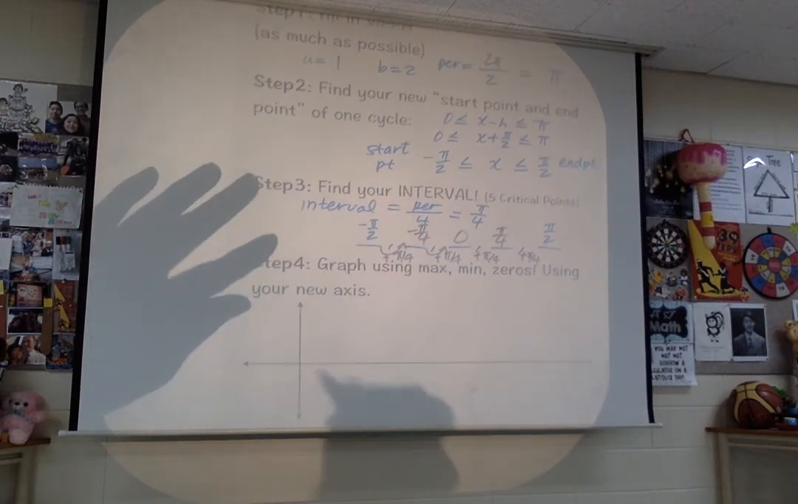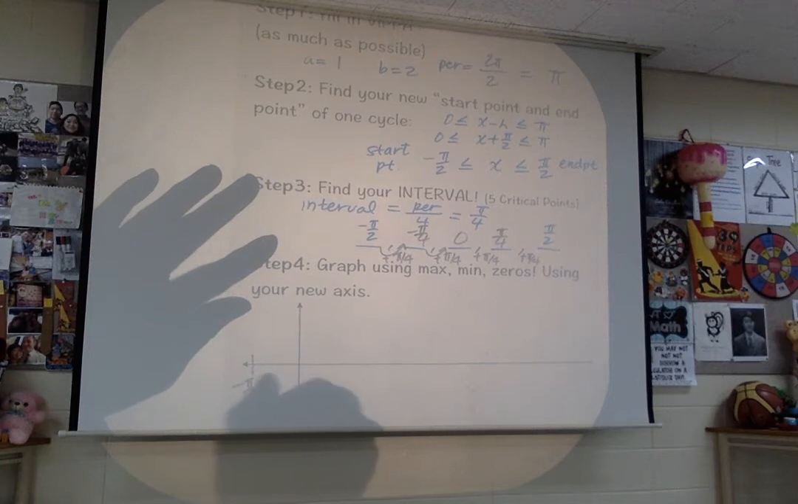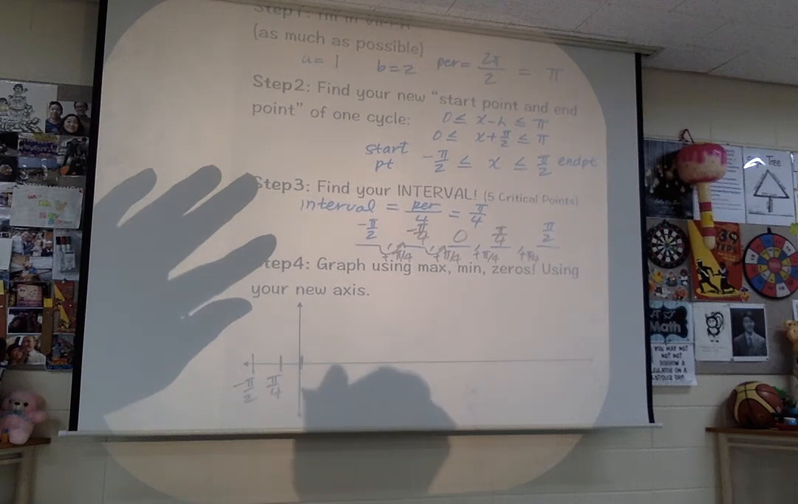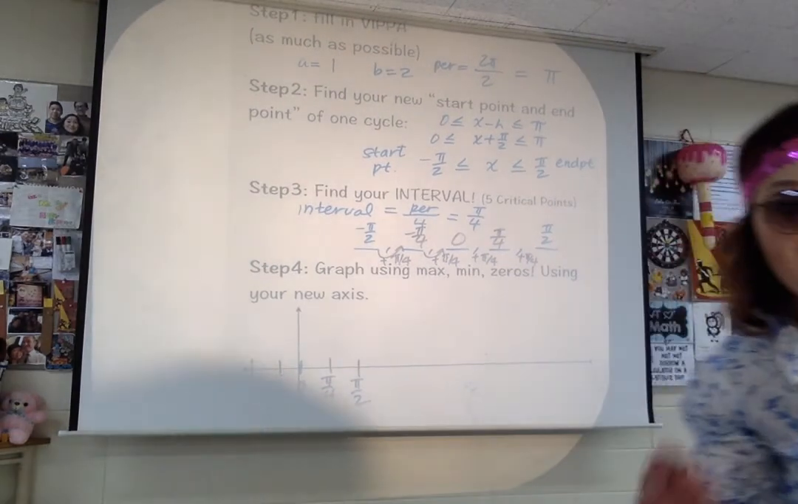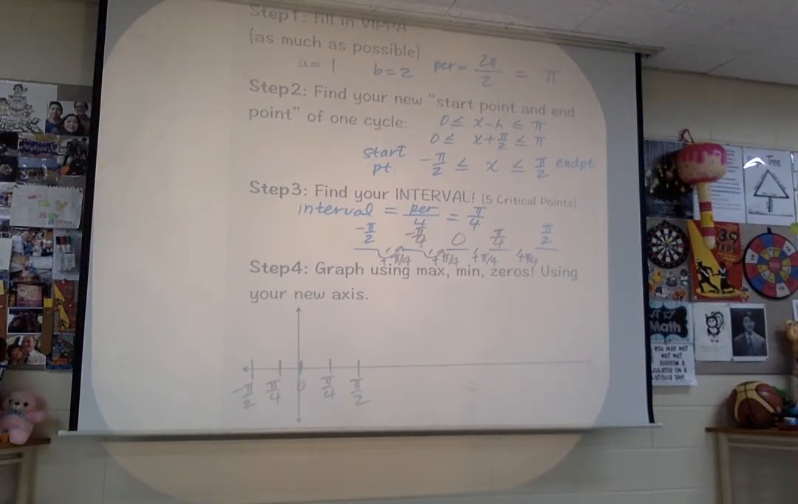And again, you go back here. Maybe I make this guy negative pi over 2, this guy negative pi over 4, 0. I don't want to put a dot there, just a 0 is fine. Pi over 4 and pi over 2. But remember, this is a cosine graph. So cosine graph means that you start at the max.